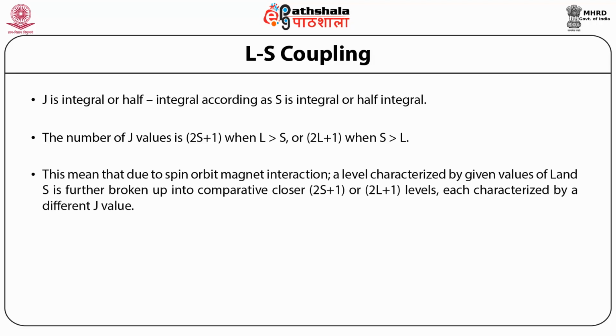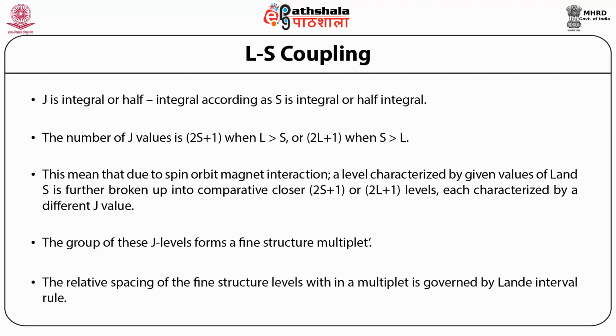This means that due to spin-orbit magnetic interaction, a level characterized by given values of L and S is further broken up into comparatively closer 2S+1 or 2L+1 levels, each characterized by a different J value. The group of these J levels forms a fine structure multiplet. The relative spacing of the fine structure levels within a multiplet is governed by the Landé interval rule.